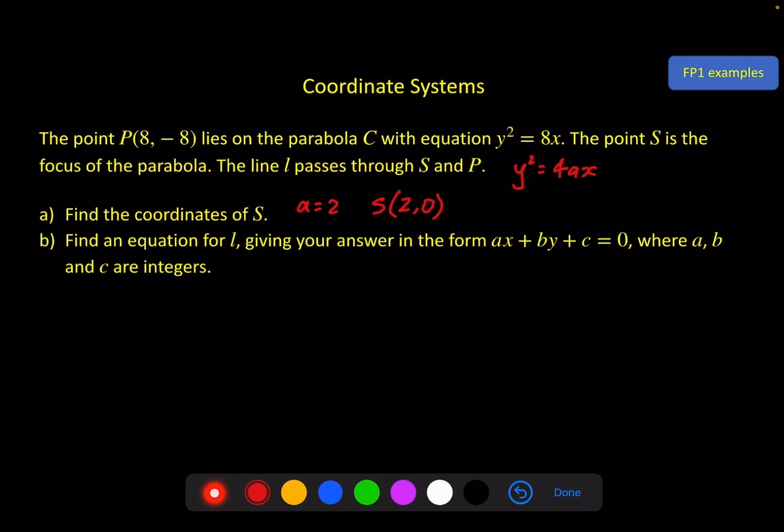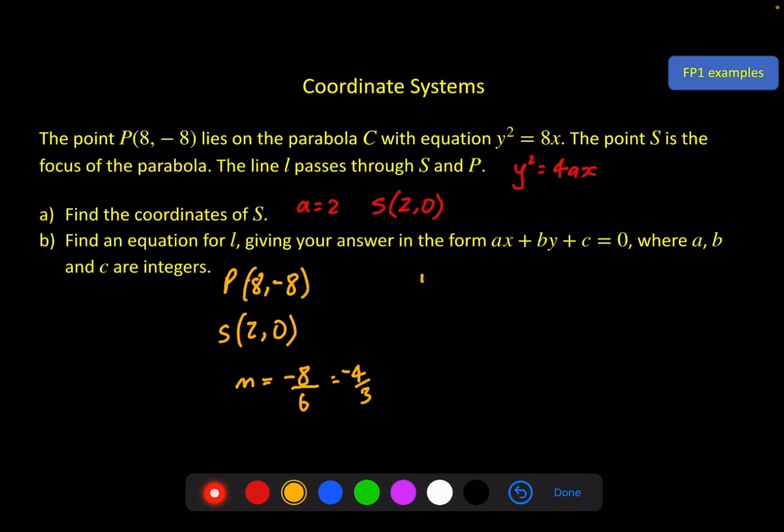Part b, find an equation for L, giving your answer in this general form here, with a, b, and c as integers. This now is quite straightforward as well, because we know L goes through P, and it goes through S, so we have 2 points. All we need to do is find the equation of the line that goes through those 2 points. This is effectively a GCSE question. So we have P (8, -8) and S (2, 0). So the gradient is (y1 minus y2) over (x1 minus x2), so it's minus 4 over 3.